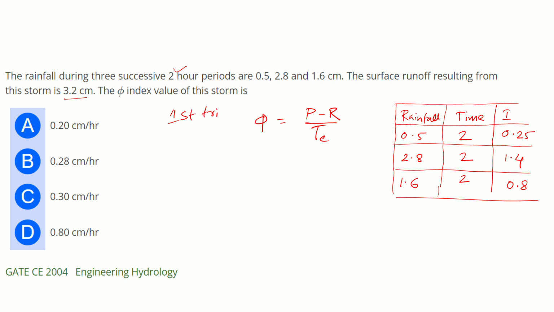Okay, so this is my first trial. What will be the value of phi index? Phi is equal to precipitation. What is the total precipitation? 0.5 plus 2.8 plus 1.6, that means 4.9, minus what is the runoff? 3.2, divided by effective time. What will be the effective time? 3 into 2 hours.